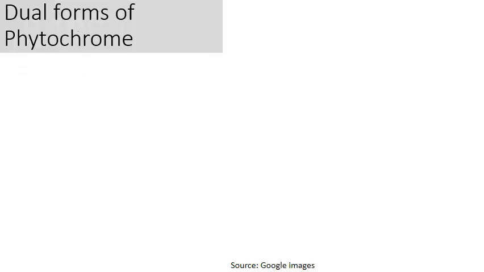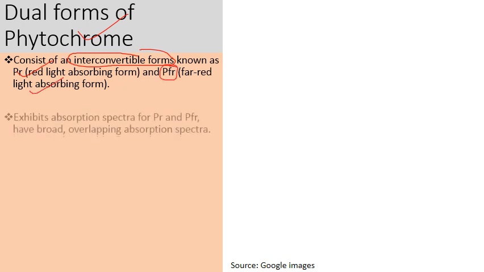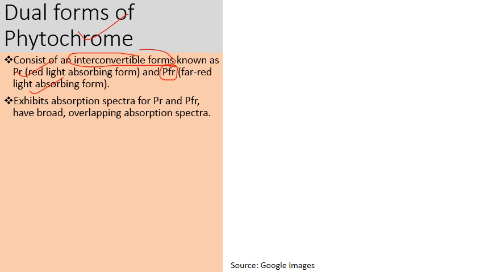Next comes the dual form of phytochrome. It consists of an interconvertible form, which we have discussed, known as PR, that is the red light absorbing form, and PFR form, that is the far red light absorbing form. PR and PFR have broad overlapping absorption spectra. It means they absorb a particular wavelength of light and these spectra overlap with each other.